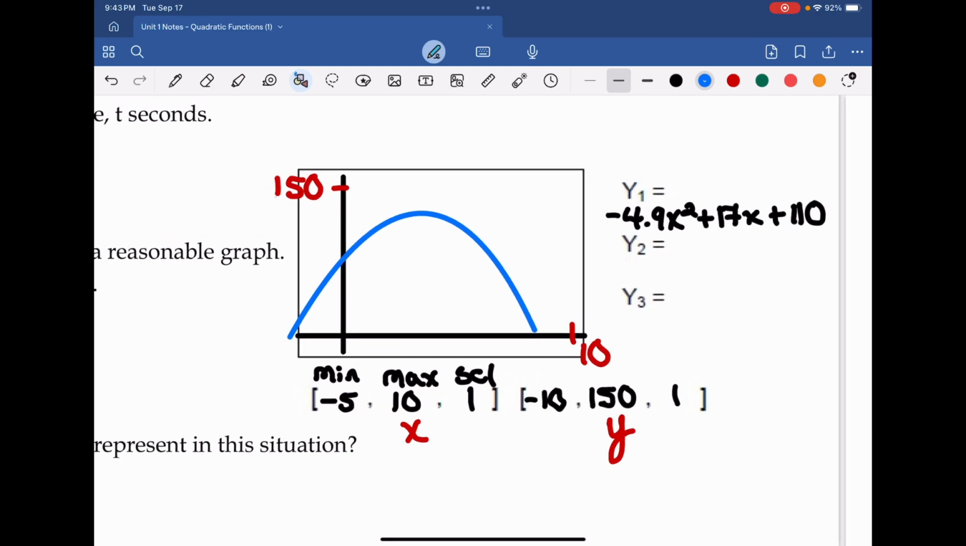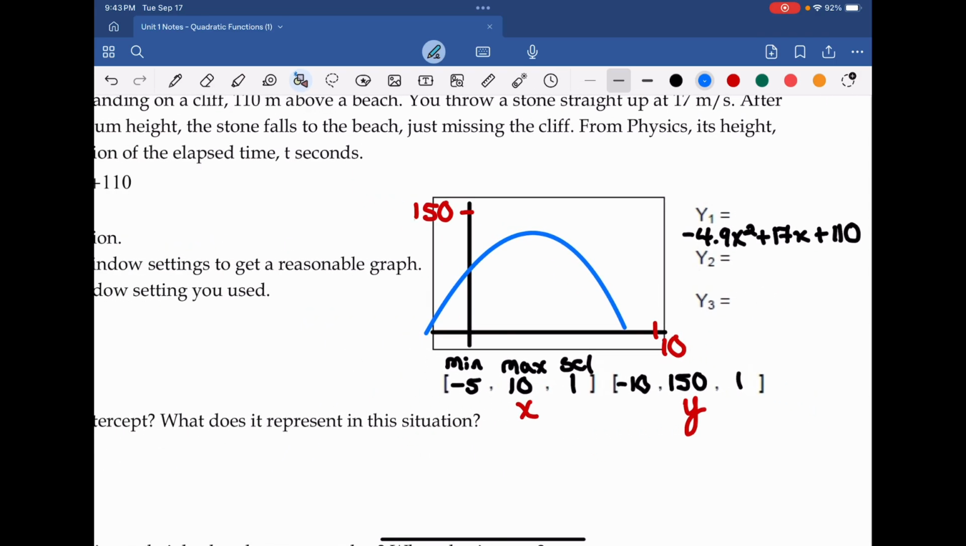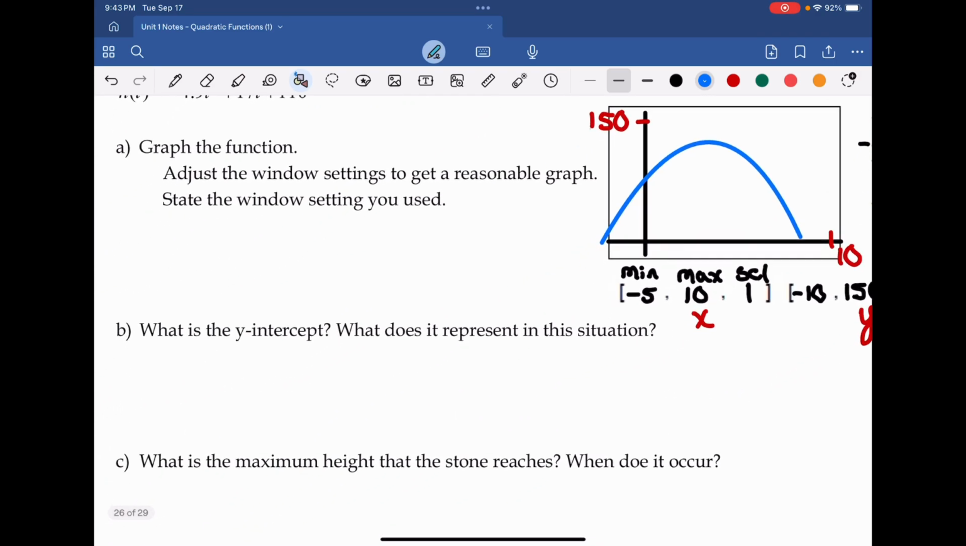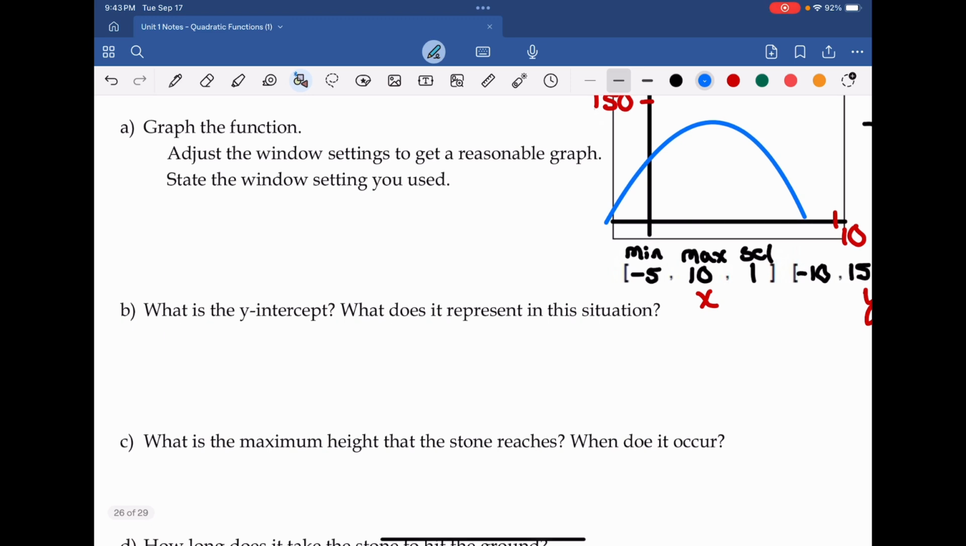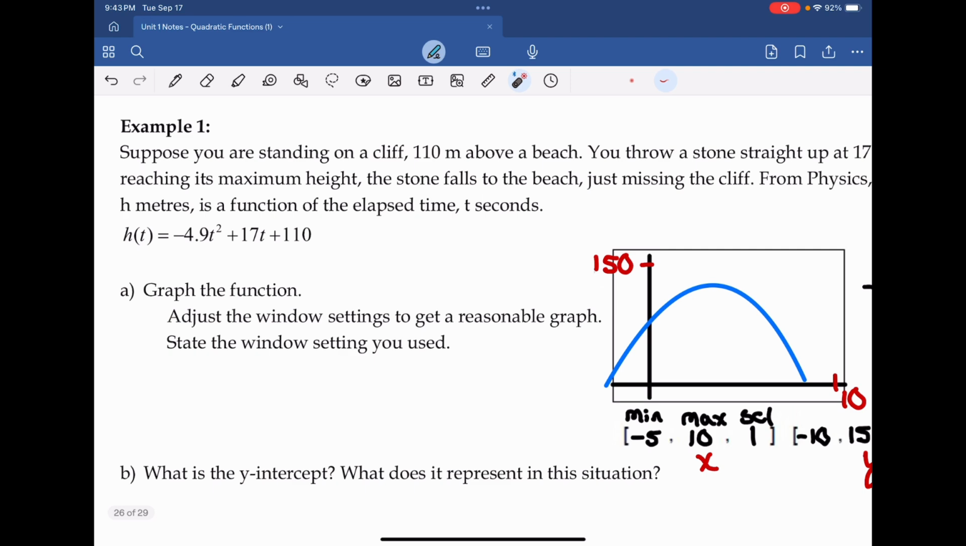Now, what we want to do is answer the questions based on this rough sketch and see what information they want us to figure out from here. First and foremost, what is the y-intercept and what does it represent? Well, just like we said before, the constant value in the general equation is the y-intercept.